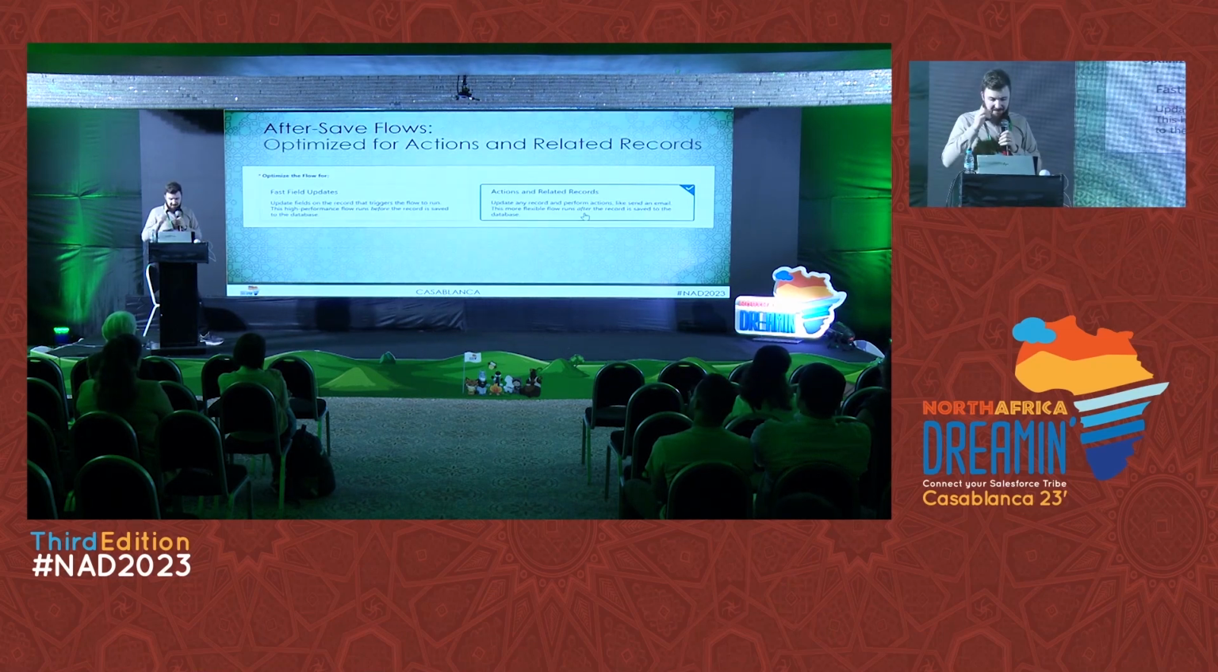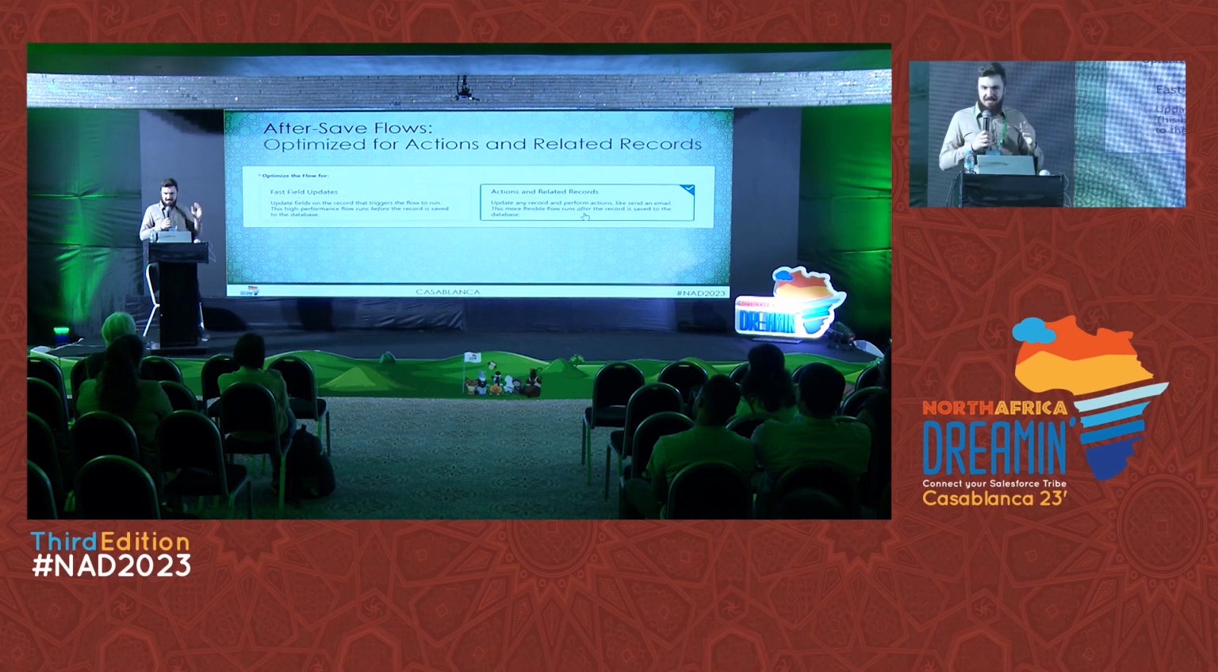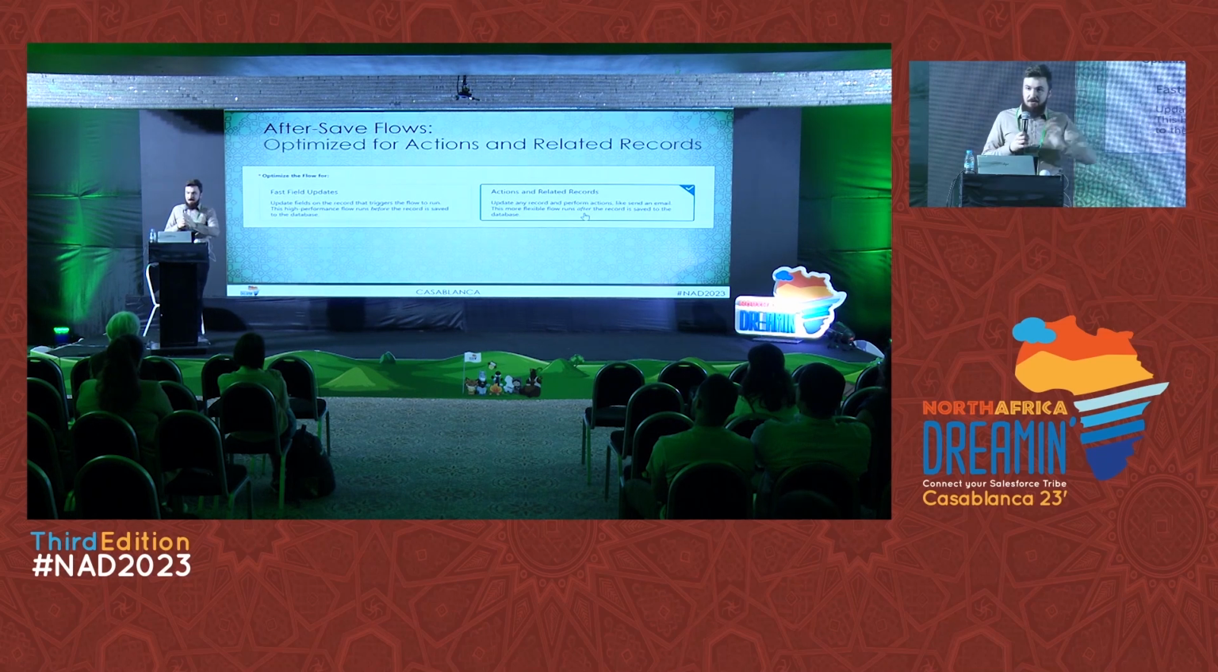Now let's talk about after save flows. So the big difference here, our fast field updates is updating the same record. Our actions and related records is doing everything else. So any kind of automation that's not updating the same record, you're going to do in actions and related records. That'll be updating a different record, creating another record, sending an email, all of those other things.